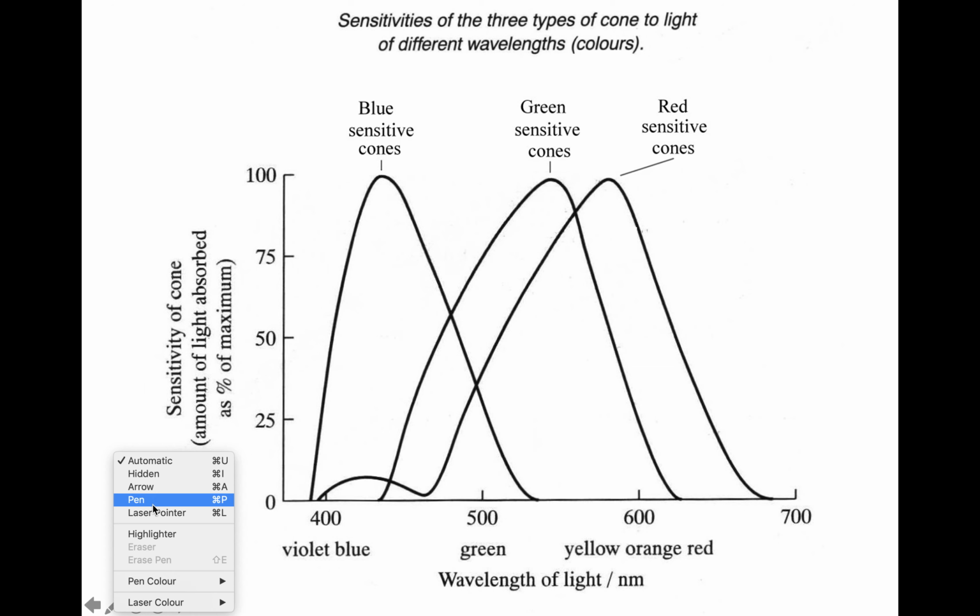Okay, so about this stage, the absorption, this is called the absorption peak. The absorption peak for those blue sensitive cones is about 430 nanometers. Green sensitive cones, it's higher than that, so it's around perhaps 550 to 570 nanometers. And then the red sensitive cones, around 590 up to perhaps 600 nanometers.